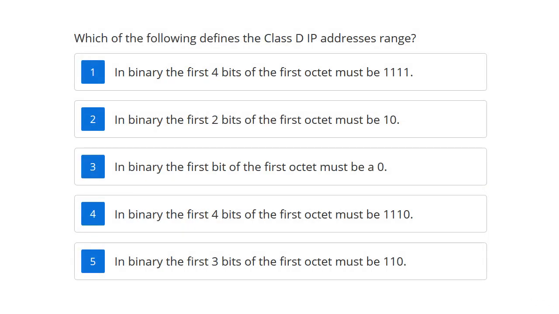Which of the following defines the class D IP addresses range? Well, class C had the first 3 bits as 110. Class D therefore has the first 4 bits as 1110.